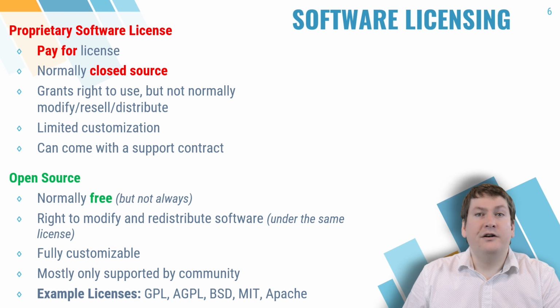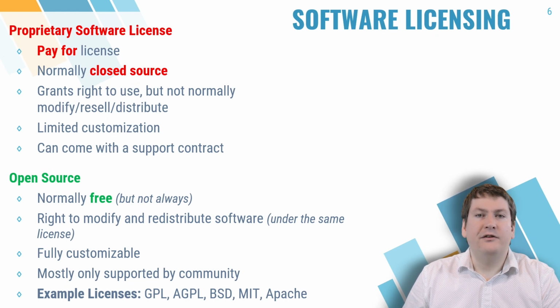Open source licenses are different in that they provide the source code and permit users to fully modify or customize that software as they see fit. They also typically grant rights to redistribute the software so long as this is done under the same open source license. You can use and modify the software and then give it to someone else, but if you do so, you have to use the same license and keep it open source. Open source software also tends to be free, but this is not always the case.